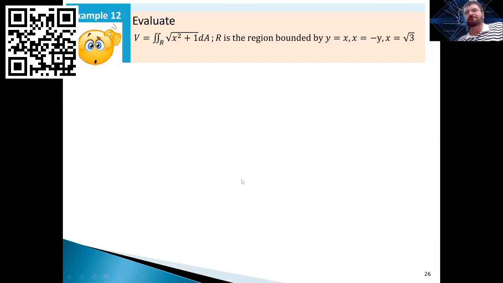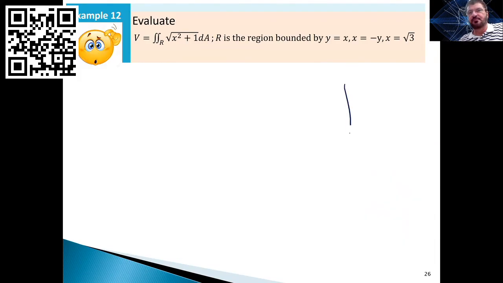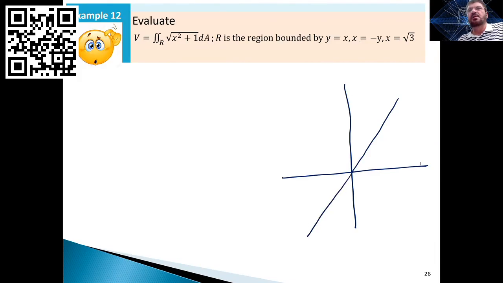Let's do this one. All right. Now, the region is bounded by y equal x, x equal minus y, which means y equal minus x. So this is y equal minus x, y equal x, and x equal root 3.